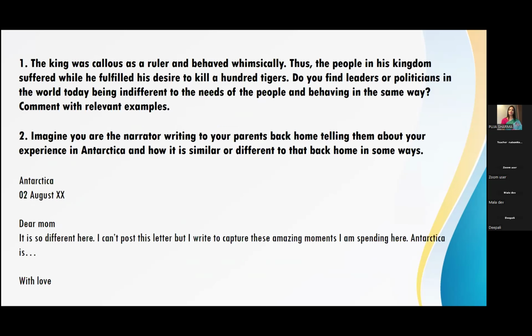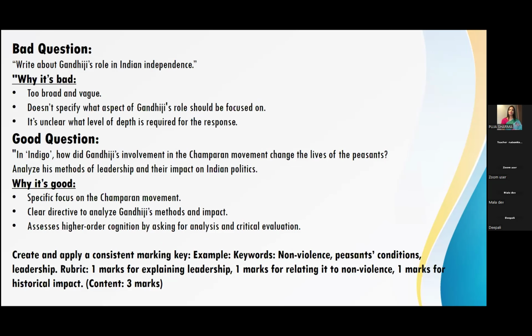So again, specific focus on the Champaran movement, as it is written, a clear directive to analyze Gandhi's leadership style, his methods and the impact. And you see that I've tried to give a marking scheme also only for the content part. So the keywords like non-violence, peasants' conditions, leadership, whatever Gandhiji did. So this way you can prepare a rubric for yourself, like 1 mark for explaining leadership, 1 mark for relating it to non-violence and 1 mark for the historical impact. So this has to be very, very clear in the examiner's mind.